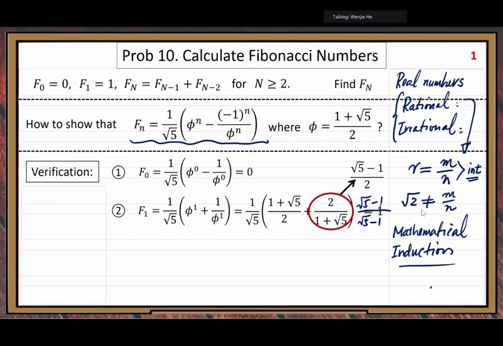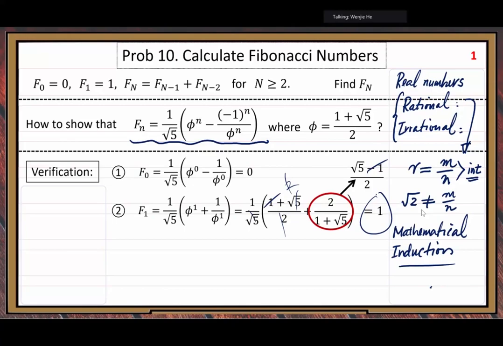If you use this number, then the minus 1 cancels out. So 2 root 5, that 2 and the new denominator 2 cancel out. Then the root 5 cancels out. So the answer is 1. So you verify the second base case. You just do the work carefully, and you can get it easily.